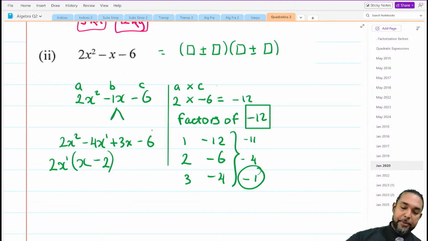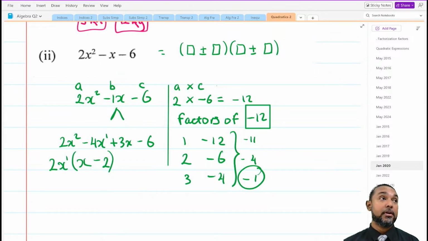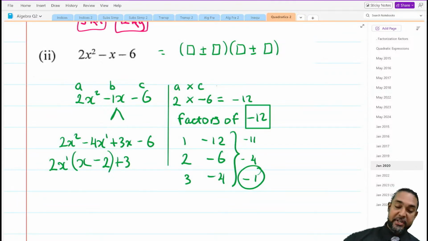Now, between 3x and minus 6, well, there's no common algebraic term. Only 3x has an algebraic term, minus 6 is a constant. But what about 3 and 6? Is there a common factor between 3 and 6? 3. 3 is 1 by 3, and 6 is 2 by 3. The common factor is 3. Right? Now, if you're wondering whether to make the common factor positive or negative, the little rule of thumb I use is whatever sign this has, use that same sign.